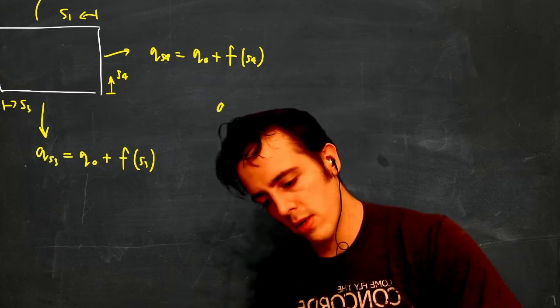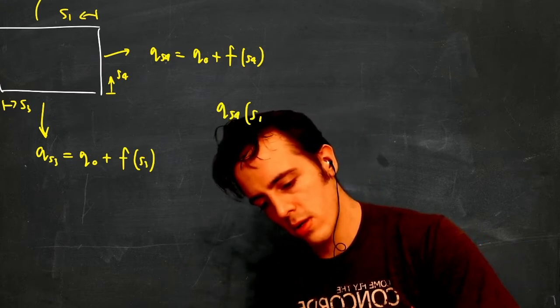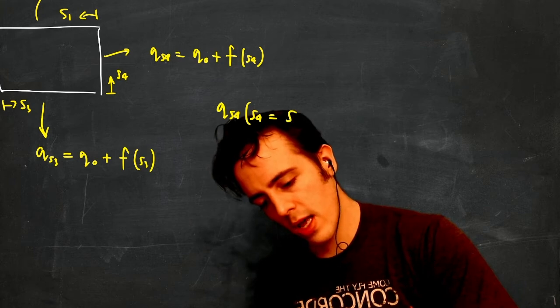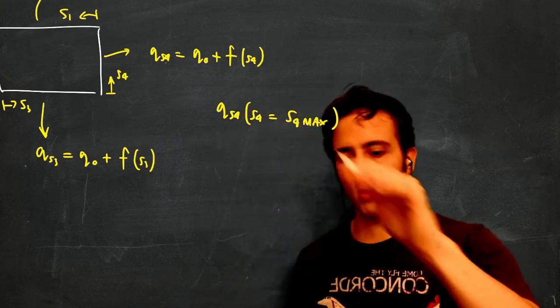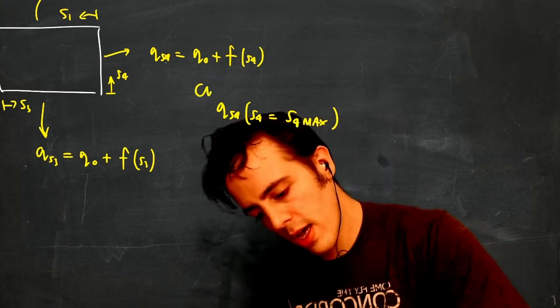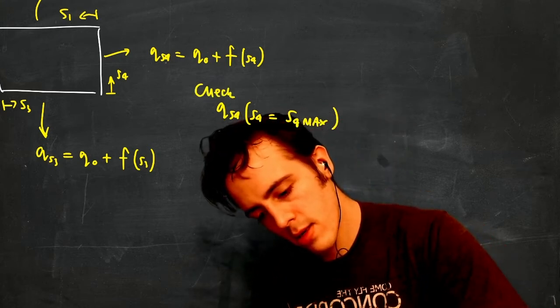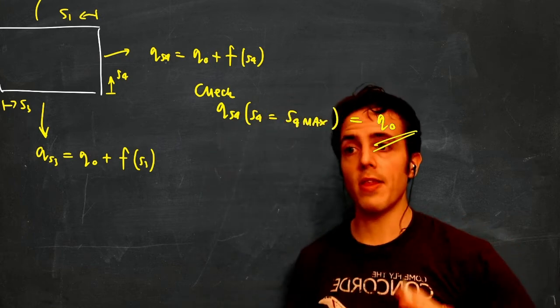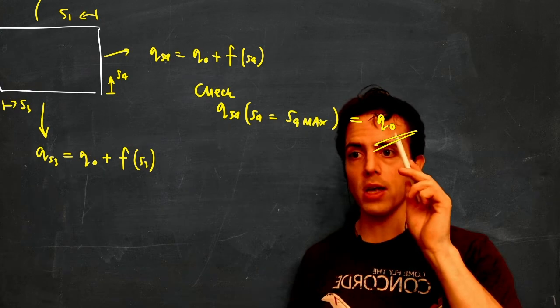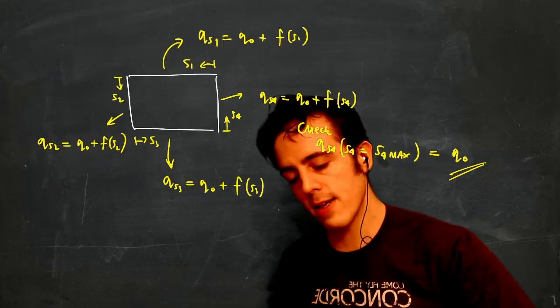We'll then do QS4, S4 is equal to S4 max, which I think was 100 millimeters for this, but I'm not going to put the number in. We would check, does that go back to this offset value here, this thing that we still don't know the number for yet? It's just something that we've created.